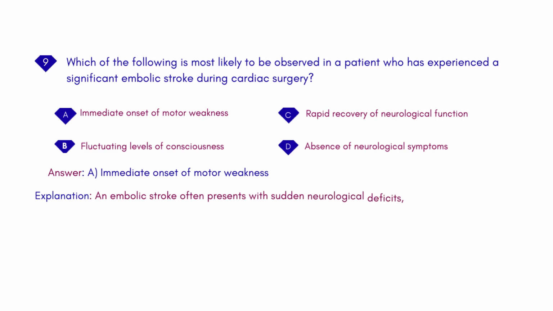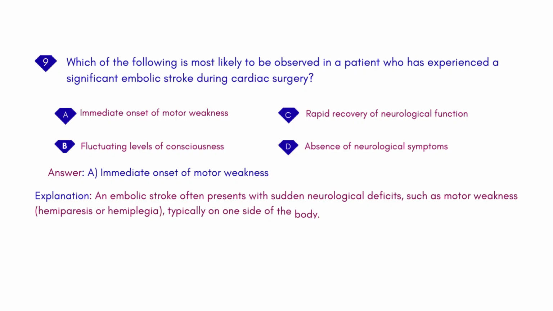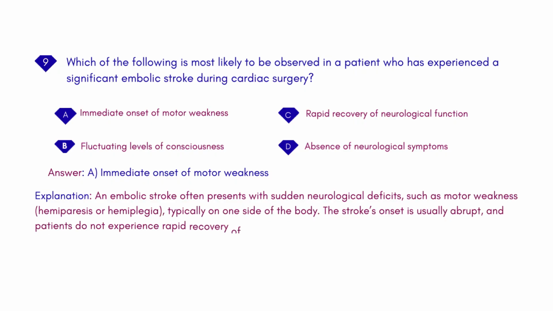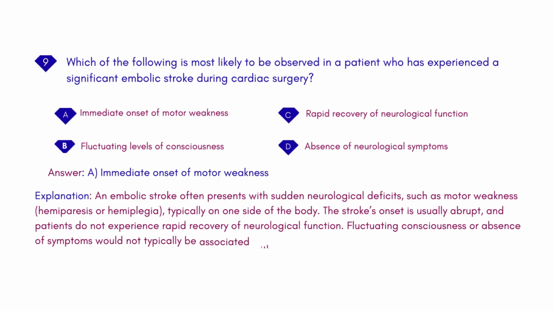Explanation: an embolic stroke often presents with sudden neurological deficits, such as motor weakness, hemiparesis or hemiplegia, typically on one side of the body. The stroke's onset is usually abrupt, and patients do not experience rapid recovery of neurological function. Fluctuating consciousness or absence of symptoms would not typically be associated with an embolic stroke.